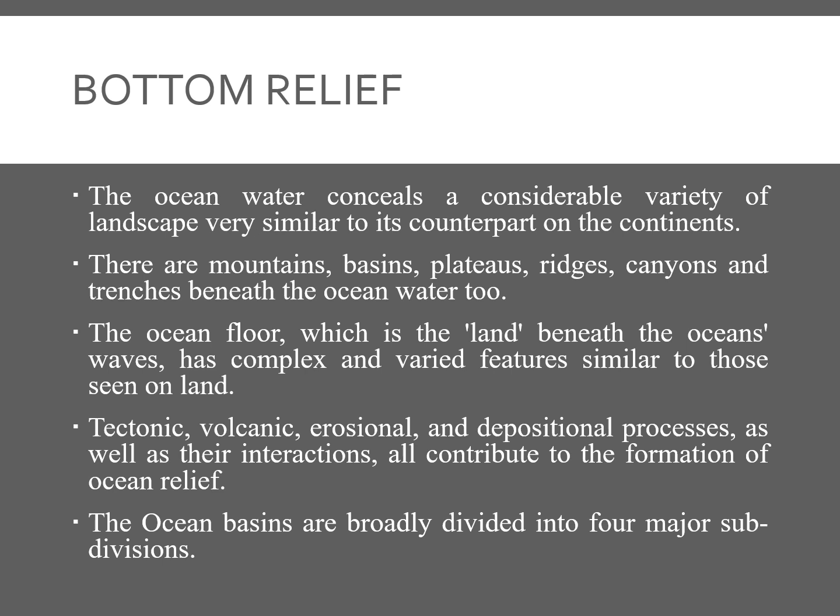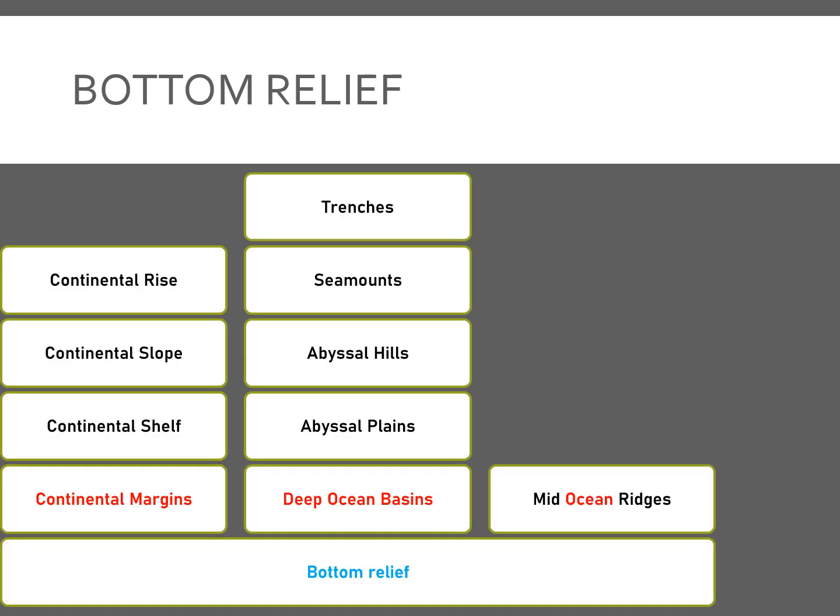The land beneath the oceans has complex and varied features similar to those seen on land. They are created by tectonic, volcanic, erosional and depositional processes, and their interactions all contribute to the formation of ocean relief. They are divided into four major subdivisions based on their presence as follows.